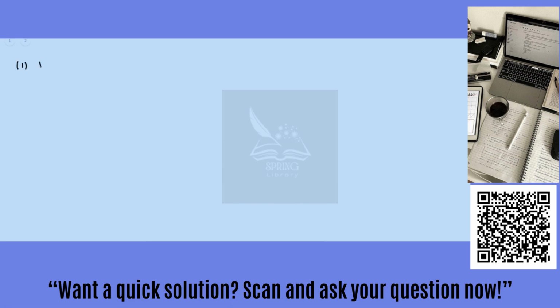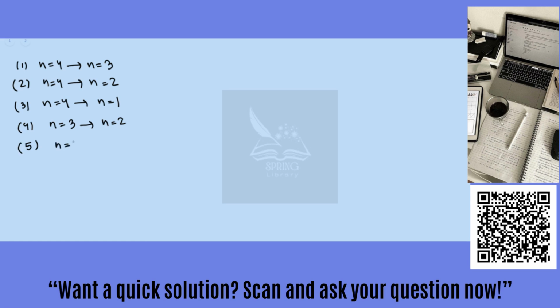So one is n equals 4 to n equals 3, n equals 4 to n equals 2, n equals 4 to n equals 1. Then we have n equals 3 to n equals 2. We can also have n equals 3 to n equals 1. And lastly, n equals 2 to n equals 1.